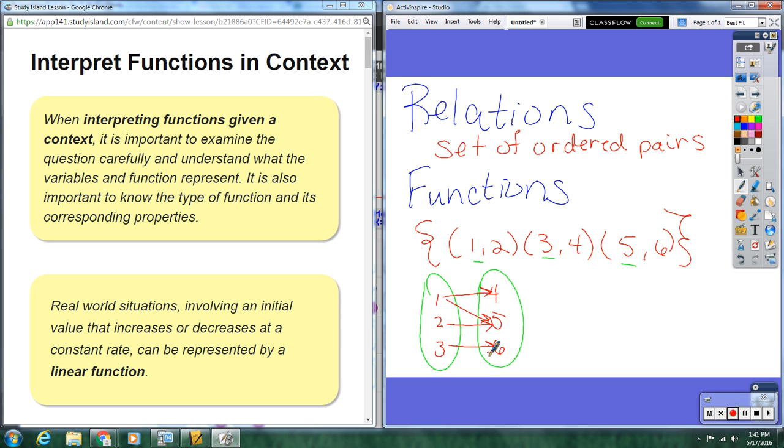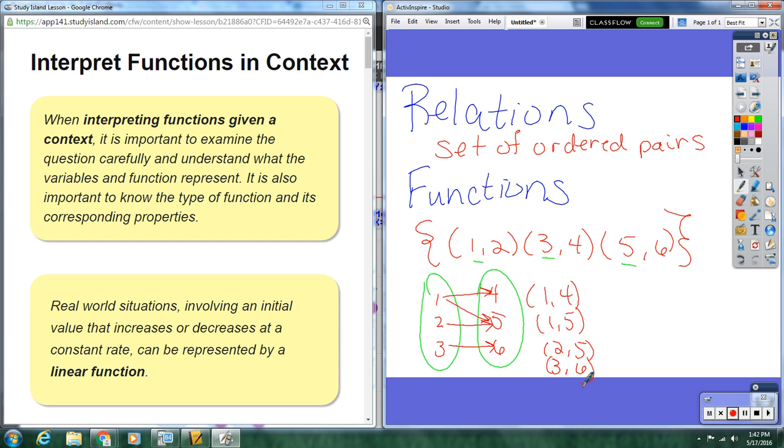It has nothing to do with the line there. What did we just say right here? On a function, what can't be repeated? The X's can't be repeated. Are any X's repeated right here? Well, that 1 goes to that 4, and that 1 goes to that 5, is it not? So if I wrote all of these out, that would be 1, 4, 1, 5, 2, 5, and 3, 6. Are the X's repeated? Yeah, the X's are repeated. So this is not a function, it's a relation.